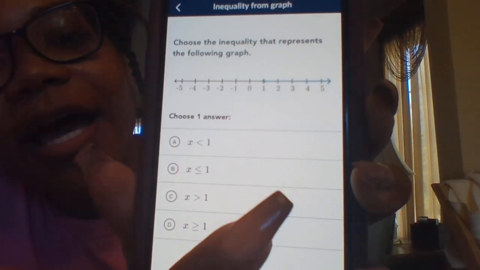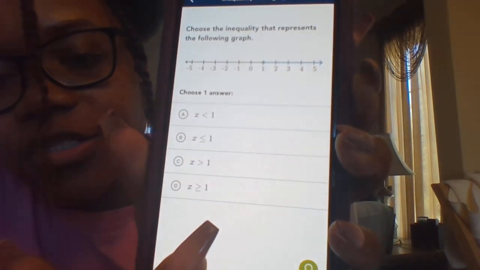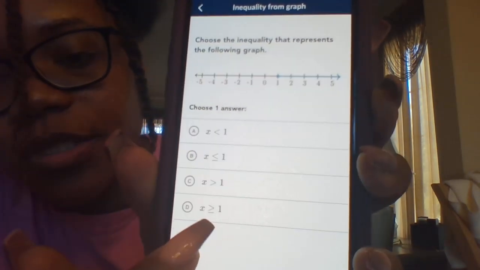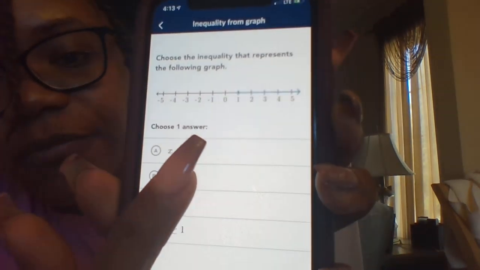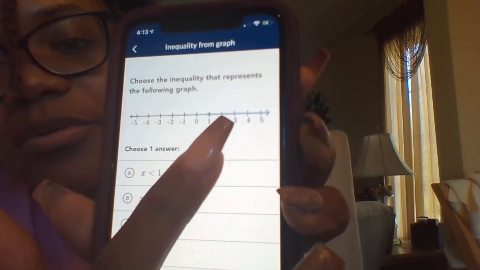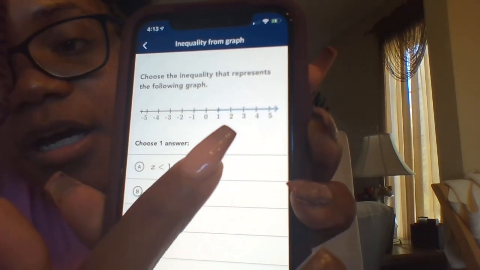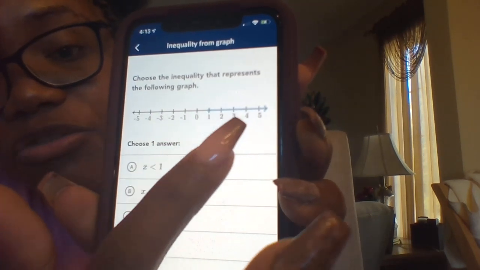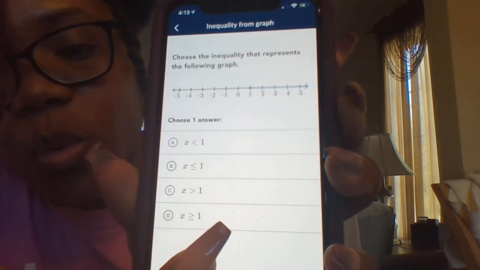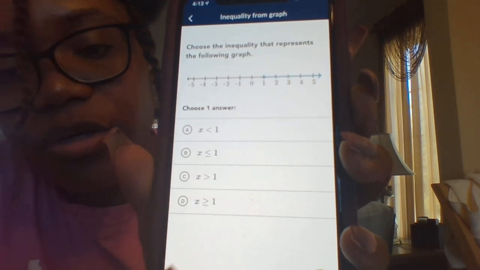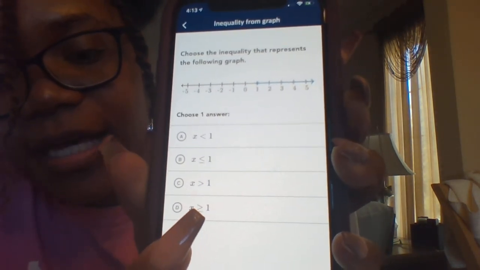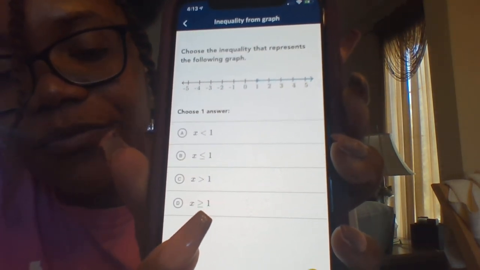For this problem, we have a closed circle at 1. So that means we're looking at either B or D inequalities with the line underneath. Again, we're going toward the positives, to the right, toward numbers that are greater than 1. So again, we want our inequality to show numbers greater than or equal to 1. So we see D has x is greater than or equal to 1.